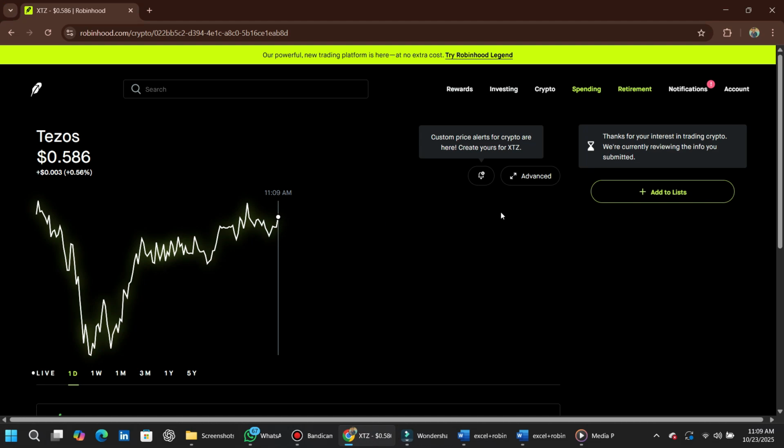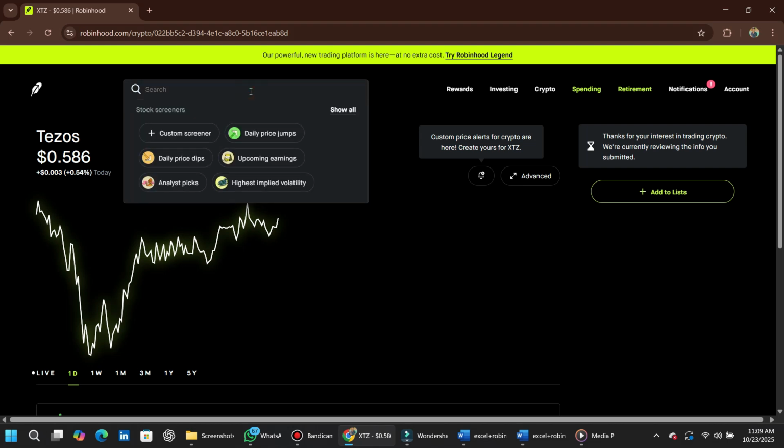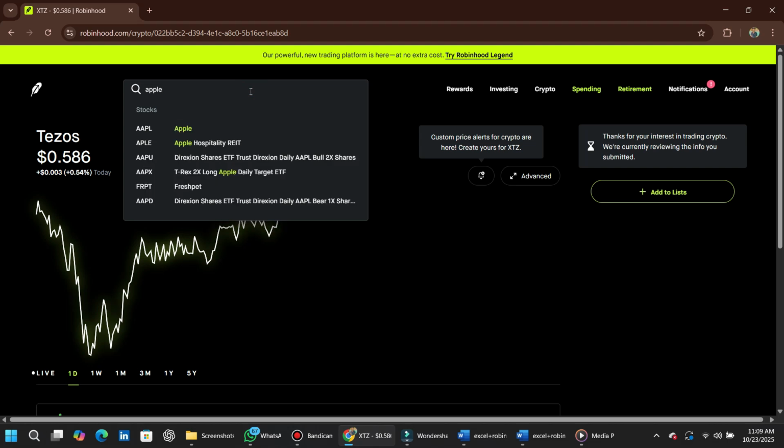First, open your Robinhood app and log into your account. On the home screen, you'll see your watch list and portfolio. To start trading, tap the search icon at the bottom and type the name or symbol of the stock or crypto you want to buy.